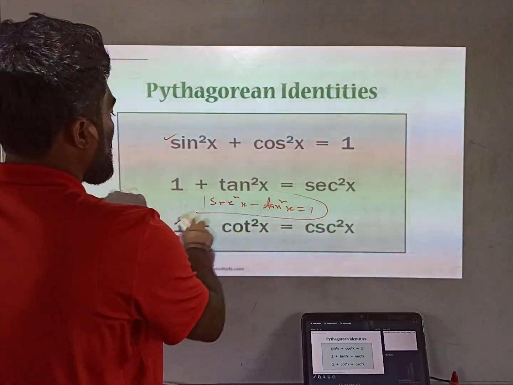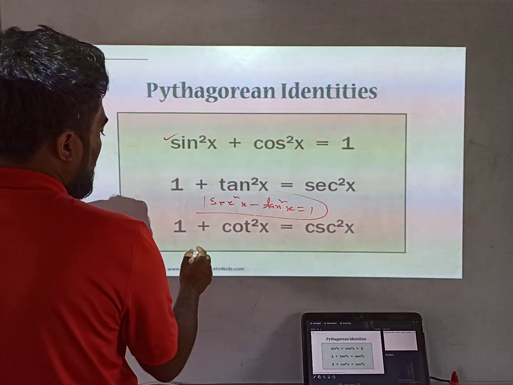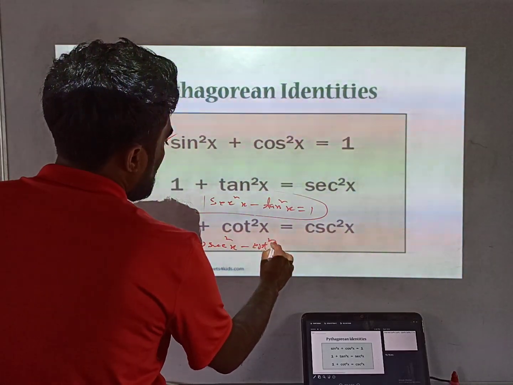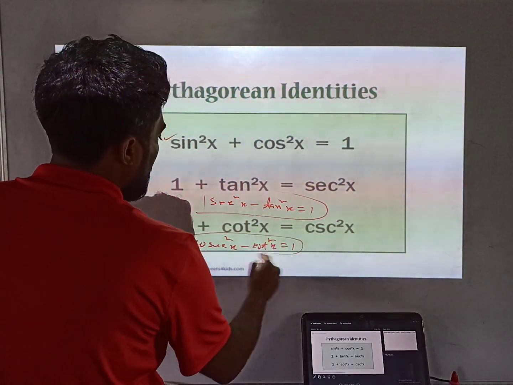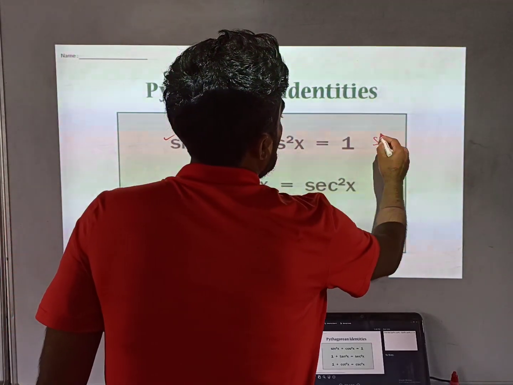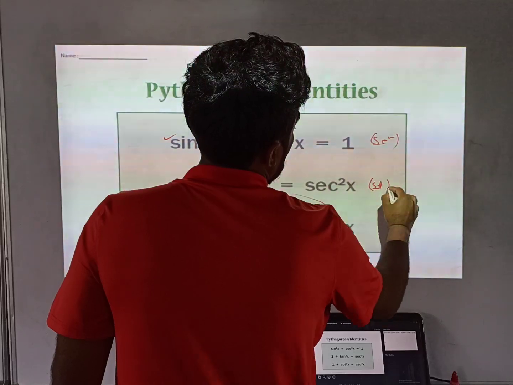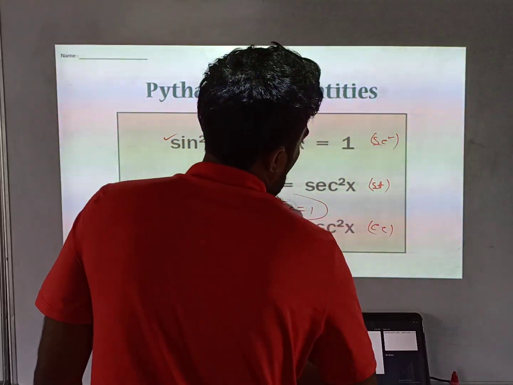So 1 plus tan square equals sec square, and the third one is cosec square x minus cot square x equals 1. You remember I told you this is SC, schedule cast, this is ST, that is schedule drive, and this is CC, that is cubic centimeter.